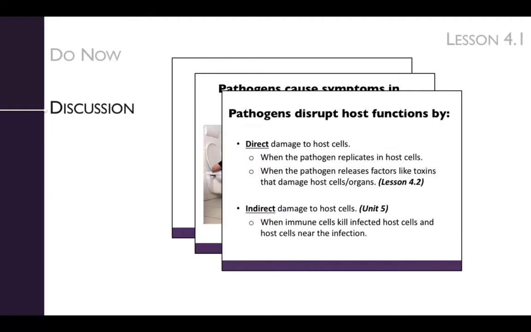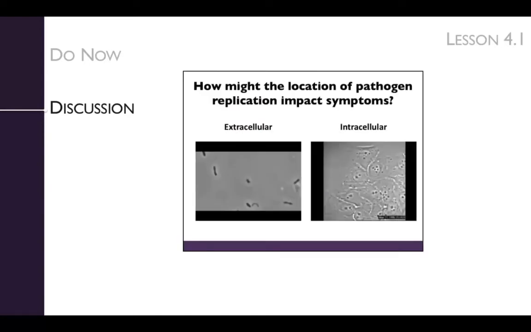Next, we define direct and indirect damage. Students may find the definitions abstract, so it is important to compare and contrast direct and indirect damage and to offer some examples. Once you feel that the students have grasped the differences between direct and indirect damage, we will look at examples of symptoms from intracellular and extracellular bacteria, Staph aureus and chlamydia, respectively.